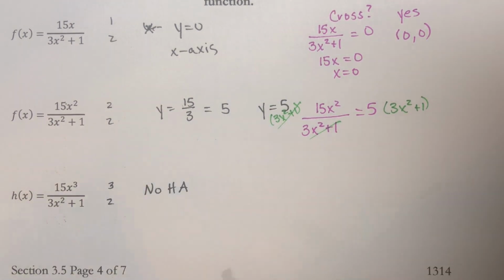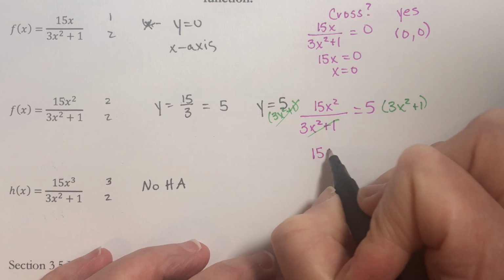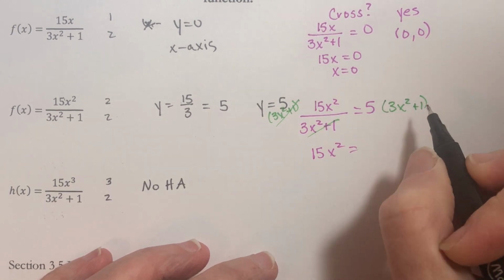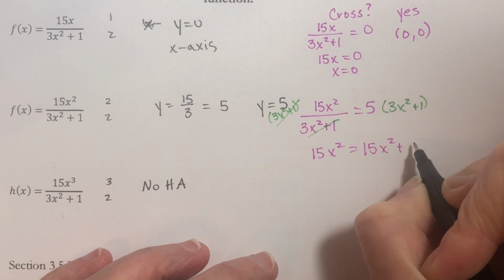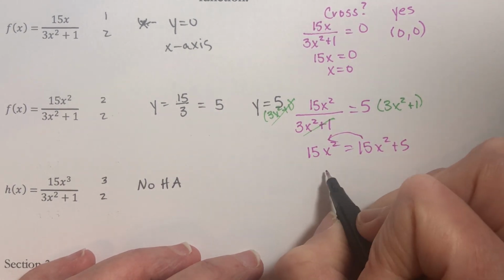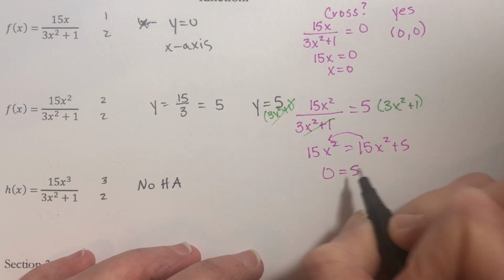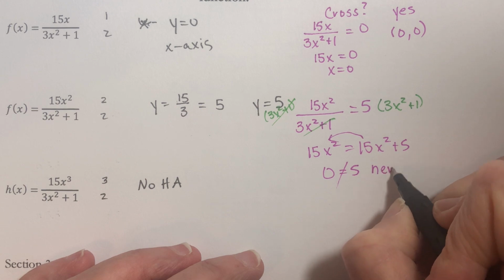And it cancels out. So you have 15x squared, distribute here, 15x squared plus 5, and you can start to see that this is not going to work. I would subtract this over here, and I would get 0 equals 5. And this cannot happen, so it never crosses.